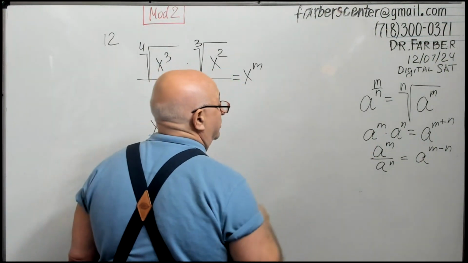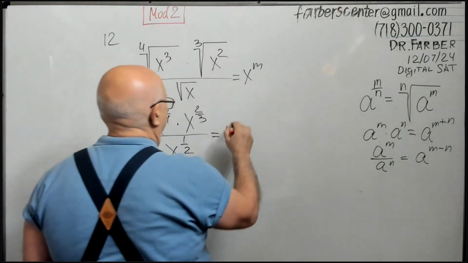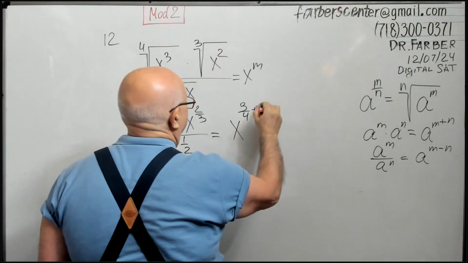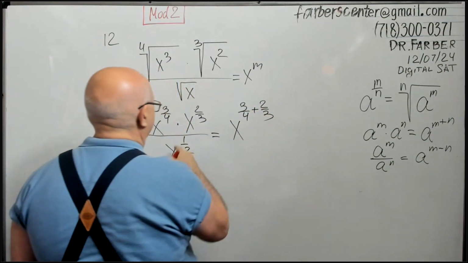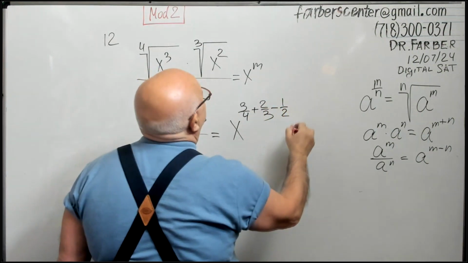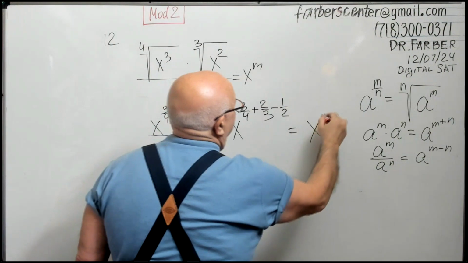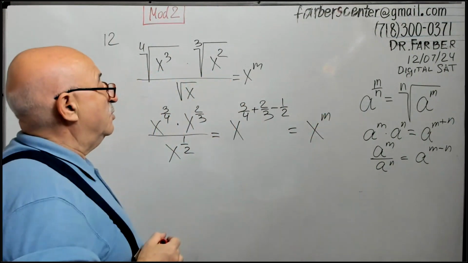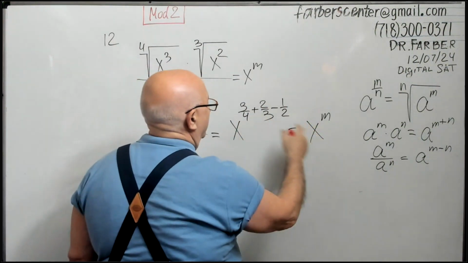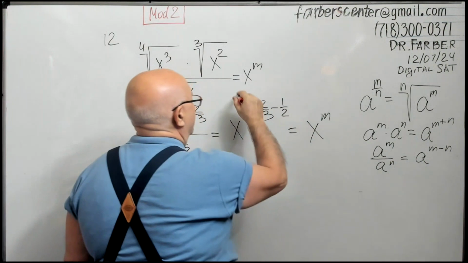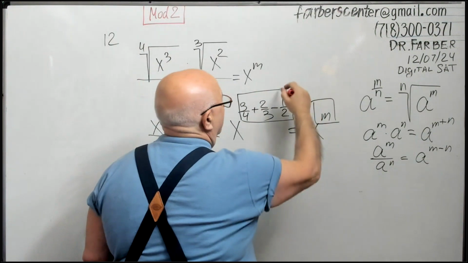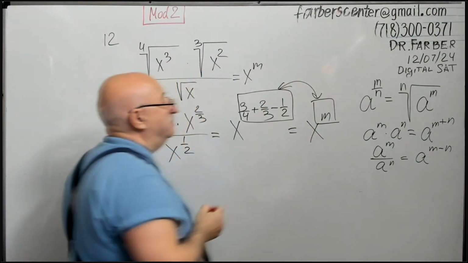Let me apply formulas 2 and 3 simultaneously. I get x to the power 3 over 4 plus 2 over 3 for the product and minus 1 over 2 for the quotient. And this equals x to the power m. Now pretend you're in 4th grade, adding and subtracting fractions. Bases are the same, so the left part equals the right part. You can make the assumption that this exponent equals m. Only the fraction arithmetic is left for you.